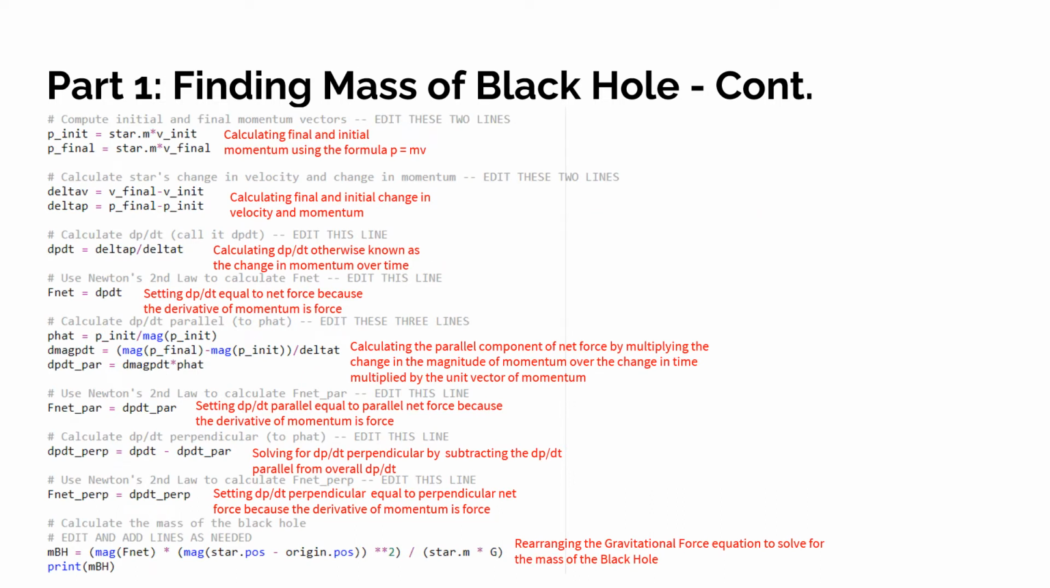This is the portion of the code where we calculate the mass of the black hole. We first start off by finding initial and final momentum, as well as calculating the change in velocity and momentum. We then set Fnet equal to dp/dt because that is the definition. Then we calculate the parallel component of net force, which allows us to find the perpendicular component of net force, because we just subtract the parallel component from the overall net force. We then find the mass of the black hole by rearranging the gravitational force equation.